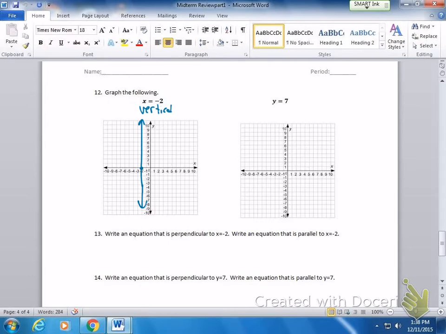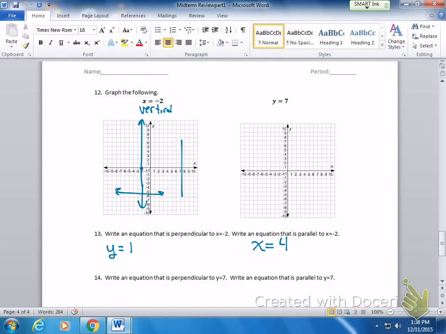Now I'm going to go ahead and go down to number 10 because it talks about x equals. It says write an equation that's perpendicular to x equals negative 2. Well, perpendicular to vertical needs to be horizontal. So horizontal lines are y equals, and any y equals is going to be perpendicular to that, so maybe y equals 1. It also says write an equation that's parallel to x equals negative 2. Well, a parallel line would have to be a vertical line also, so it must be x equals. It didn't specify what, so let's say x equals 4.